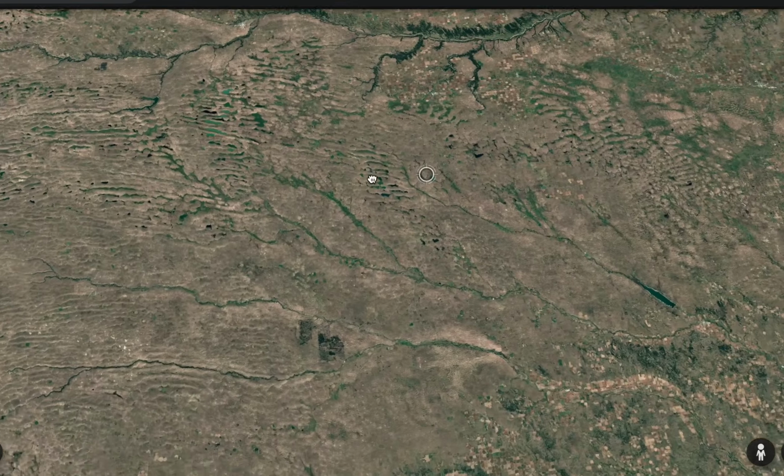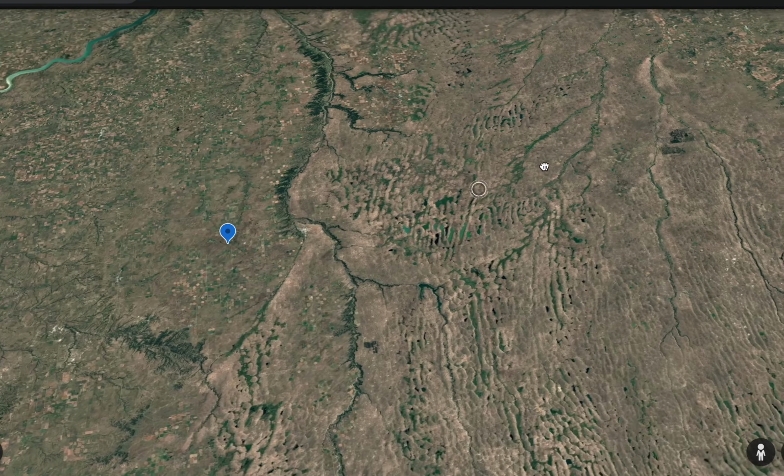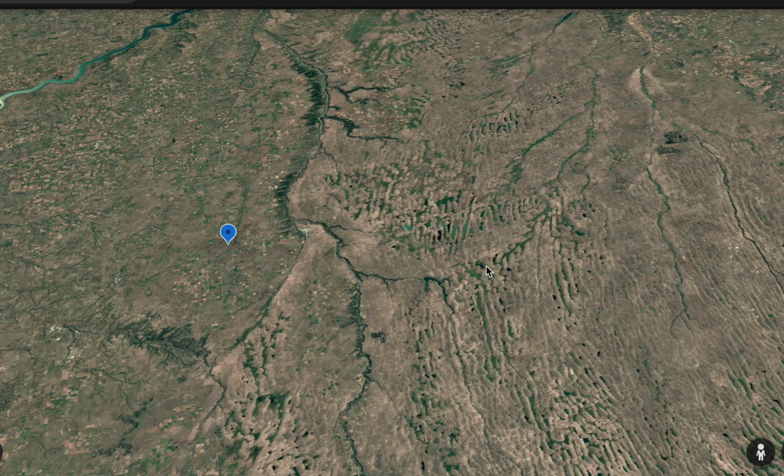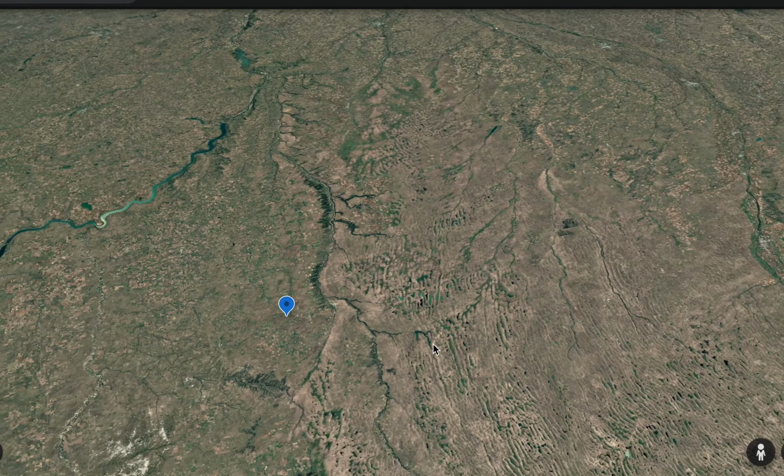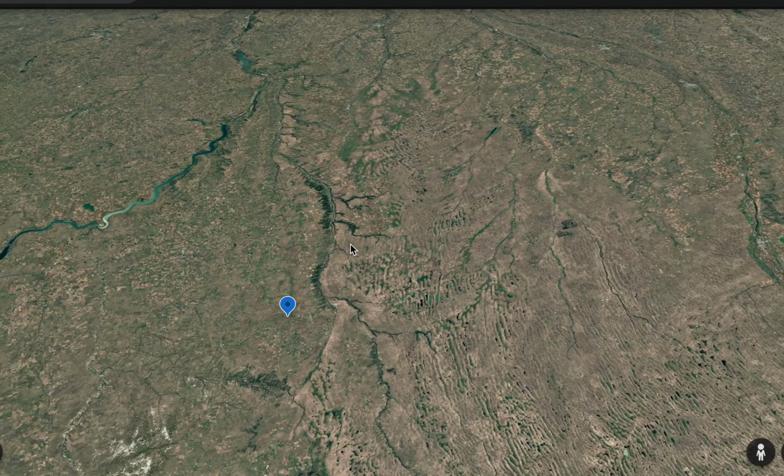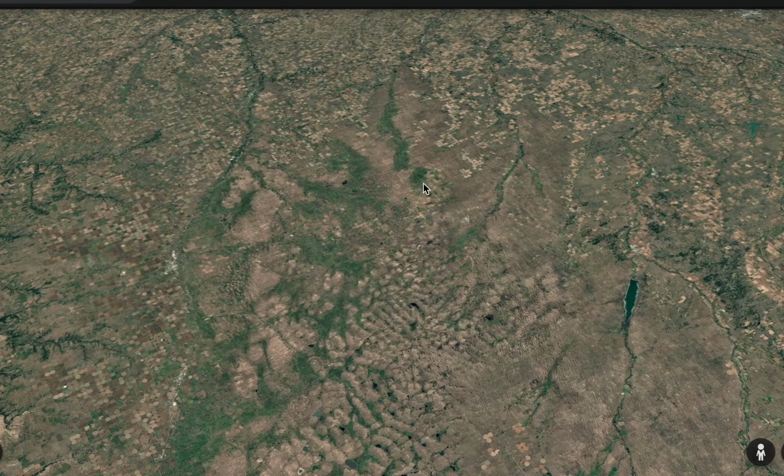But anyways, back to what I was talking about. This right here is a big streamlined feature. Maybe that's the big barb they were talking about. And then maybe we go this way. Somewhat of a barb.